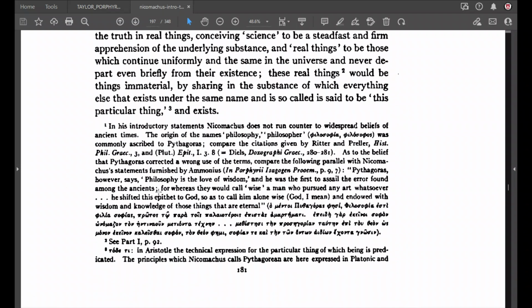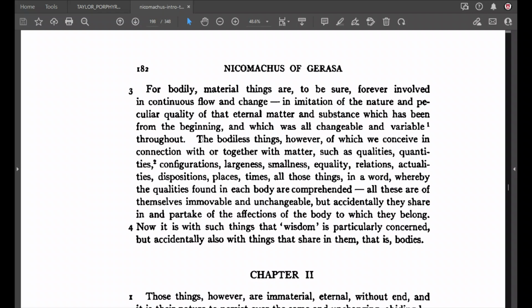Let's see here. We might be close to the end. Oh, one more paragraph. Page 198 in this document. Let's finish up. Last paragraph.